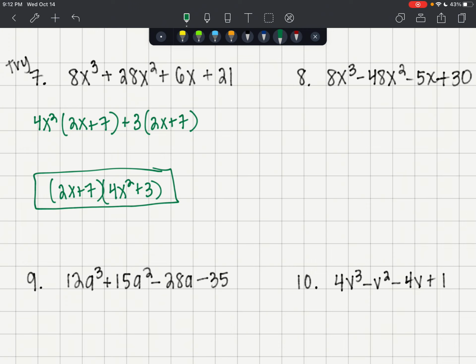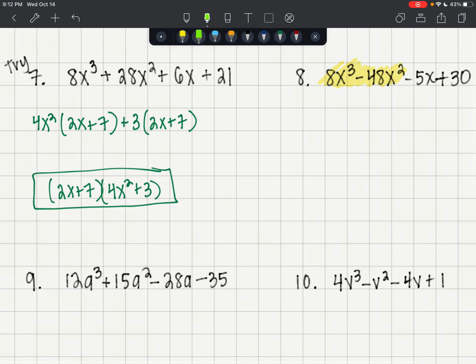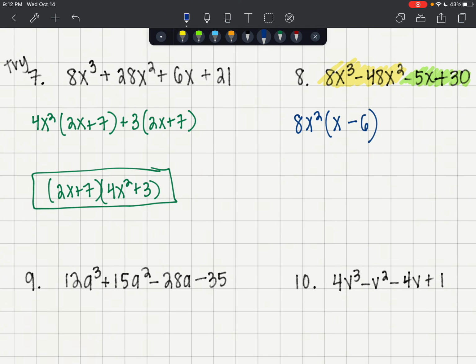Okay, number 8 is a little bit different. I'm going to go back to my highlighters. I highlight the first 2 terms. I highlight the second 2 terms. What's common to the first 2 terms? Well, that would be an 8x squared. That's going to leave x minus 6.